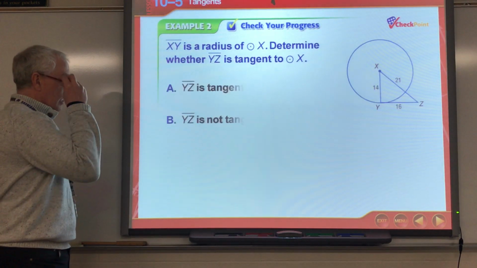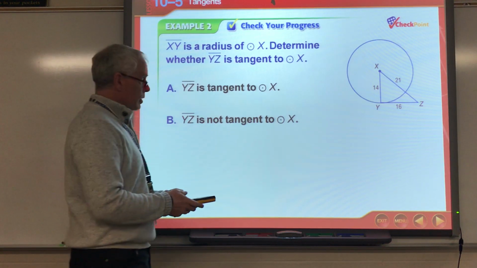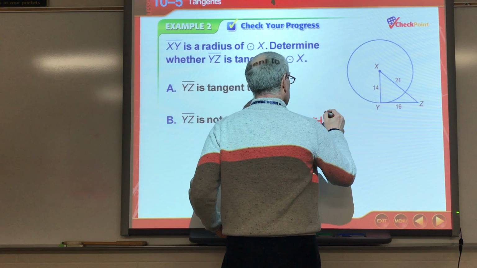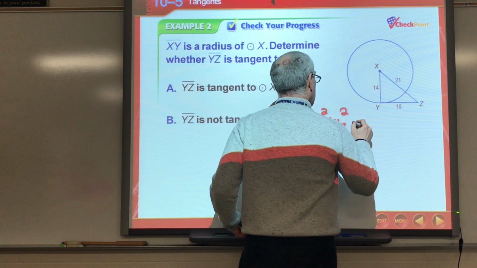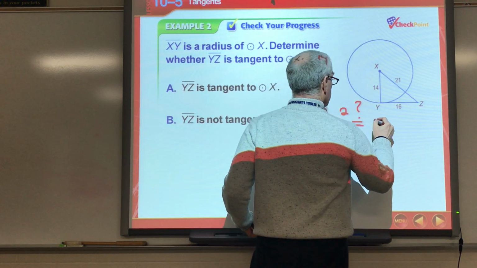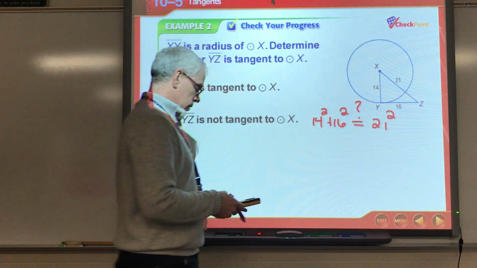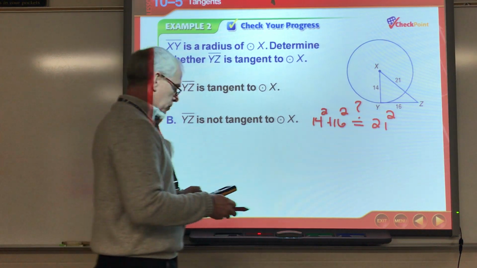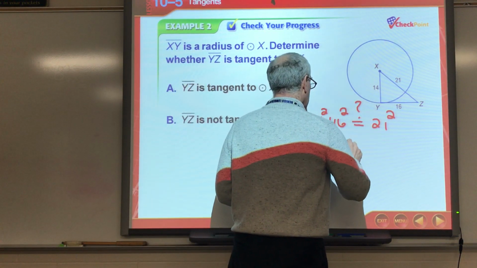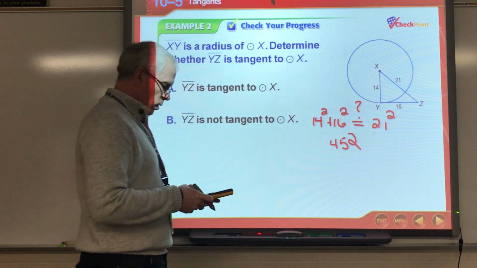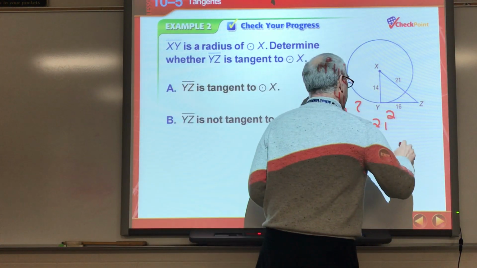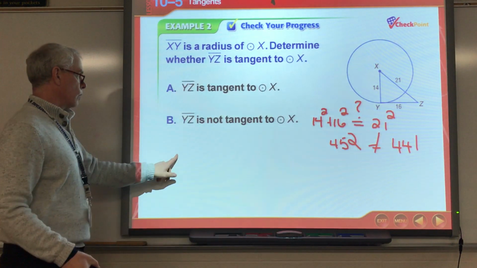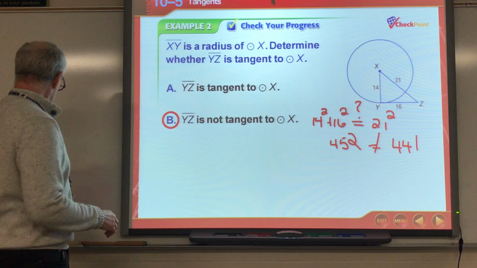All right, so you give one a shot here. Same scenario. I'm going to check 14 squared plus 16 squared. And I'm going to compare it to 21 squared. Okay, so for me, 14 squared plus 16 squared, I get 452 on the left side. 21 squared, I get 441 on the right side. Those are not equal, so YZ is not tangent at that point.